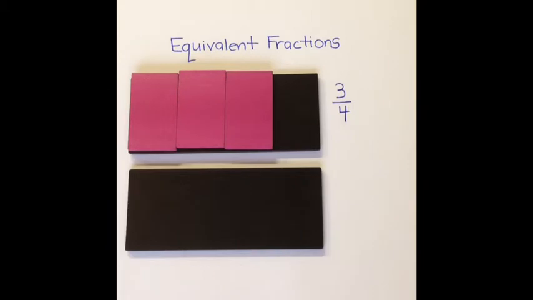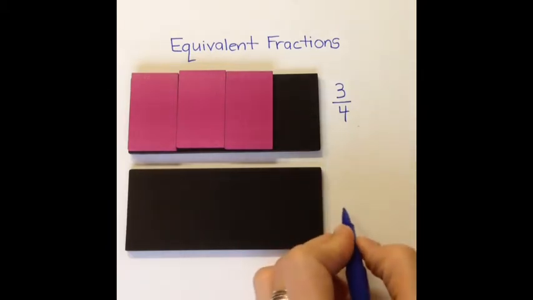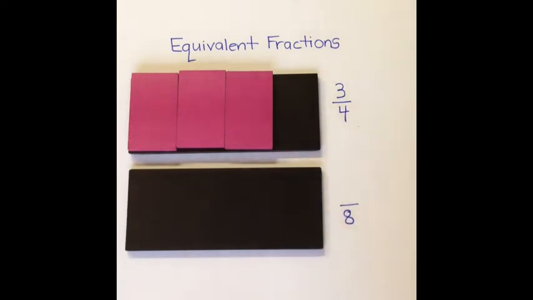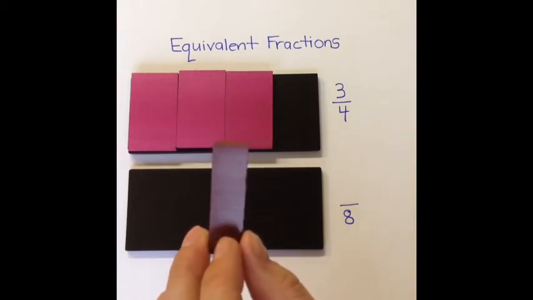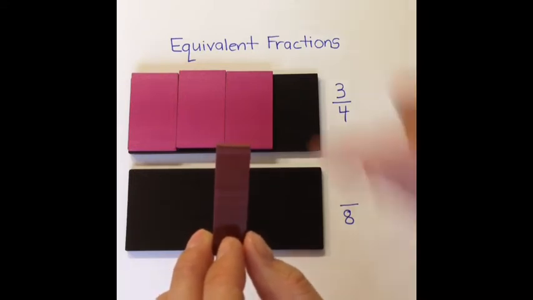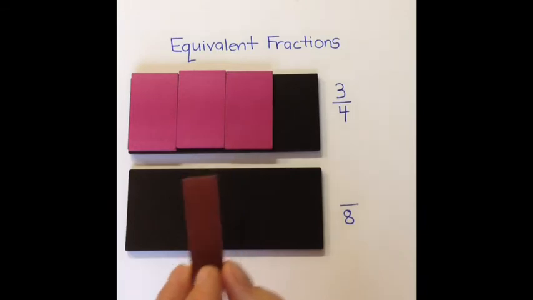I want to know how many eighths is equivalent to 3/4. So I'm going to look at fraction pieces that represent 1/8, which are the brown pieces. So I'm going to use these brown eighth pieces to fill in my whole piece until I fill up as much space as the top one, which is 3/4.